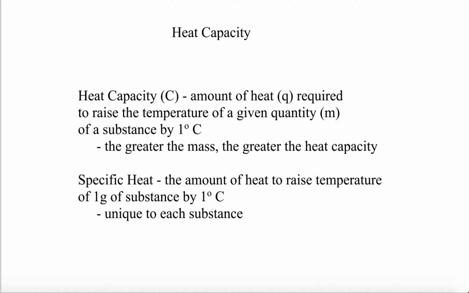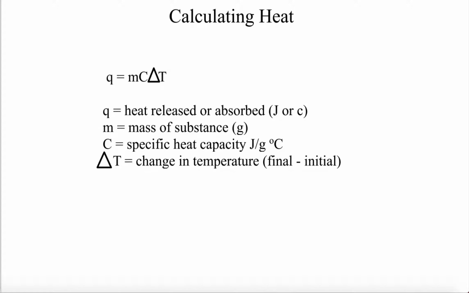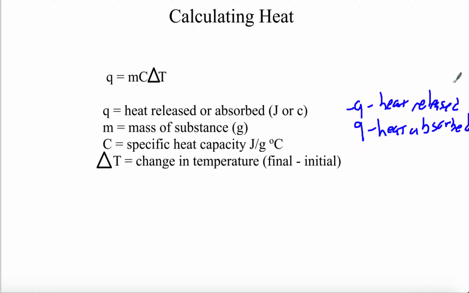So when we're working with heat capacity and calculating that, we have this equation. Q equals mcΔT. Q is the heat, so that's going to be a measure of energy, so it's going to be joule or calorie. Remember that a negative Q means heat released, whereas a positive Q means heat absorbed. Okay, and of course heat is energy, so we're going to measure with either joule or calorie.